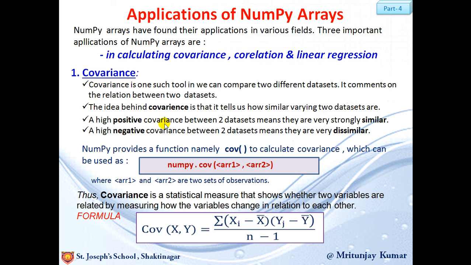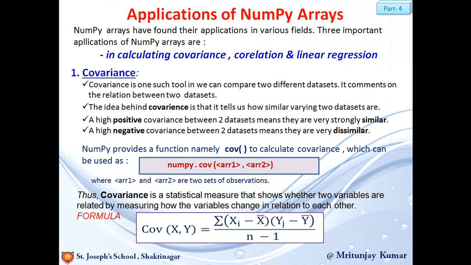The covariance can be either negative or positive. A high positive covariance between the two data sets means they are very strongly similar. And if the covariance is negative, then it means the two data sets are very dissimilar. So this similarity and dissimilarity can be identified with the help of positive and negative covariance.